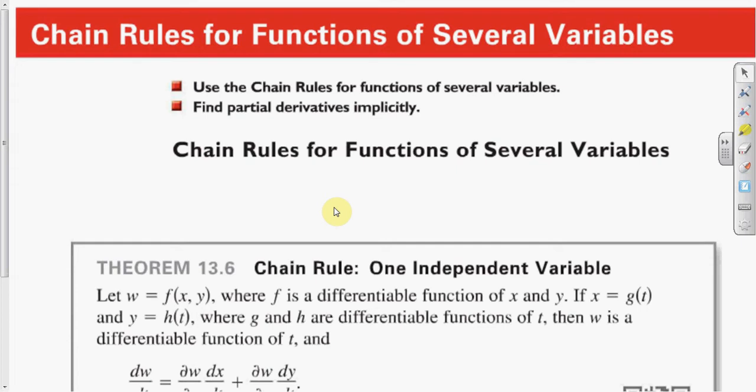Chain rules for functions of several variables. What we will look at is first the chain rule for one independent variable, which basically would be calculus 1. And then secondly, we'll look at the chain rule for a function of two independent variables, and then you can always heighten that to a function of three variables, and you can go on if you want with that. This is still the good old-fashioned chain rule.